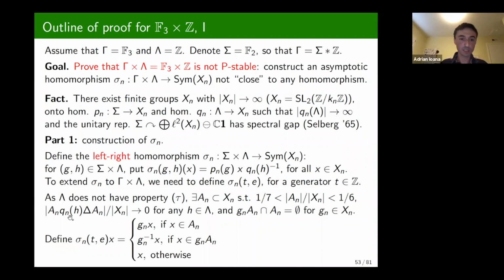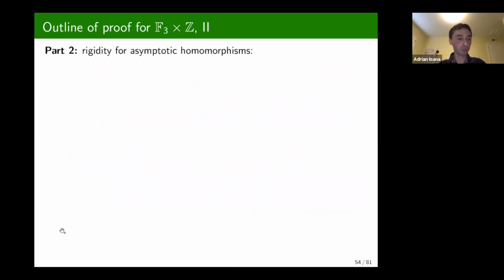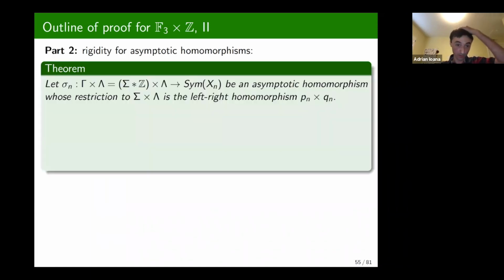Okay, so this is the construction, and perhaps I'll go over how we prove that these are not close to homomorphisms. This is part of a general result, and this is really where the core of the proof lies. I call it a rigidity result for asymptotic homomorphisms. So here's what this says. Take an asymptotic homomorphism, so think of the one we just constructed, sigma n, such that the restriction to sigma times lambda is the left-right homomorphism Pn times Qn. Okay, so you remember sigma n was constructed exactly like this.